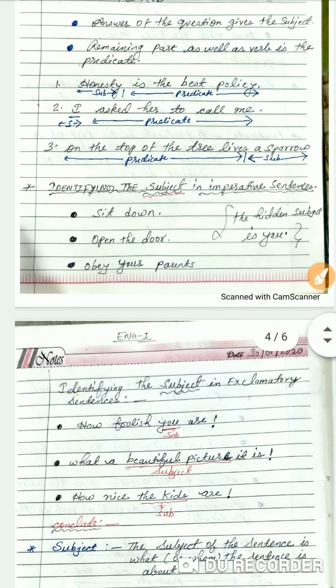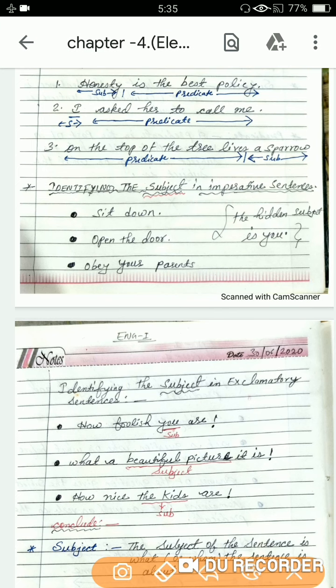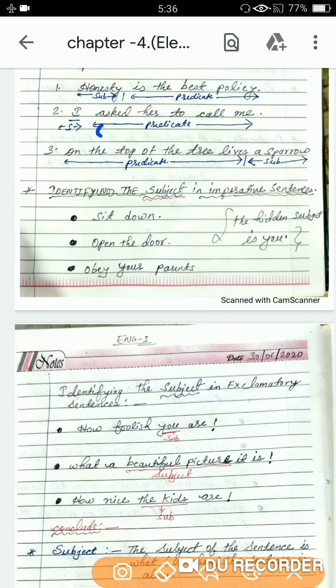Second, I asked her to call me. So first of all we have to find out the verb. The verb here is asked. So who asked her to call me? The answer will be I. So this I will be the subject, and the remaining portion from asked to call me will be the predicate.